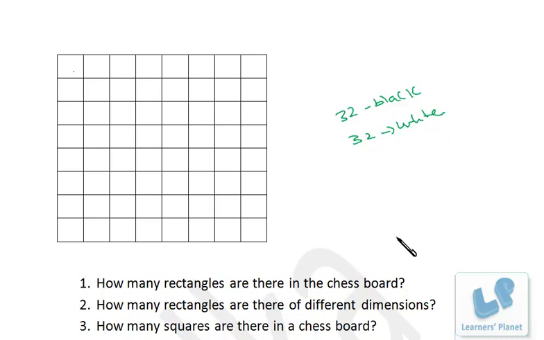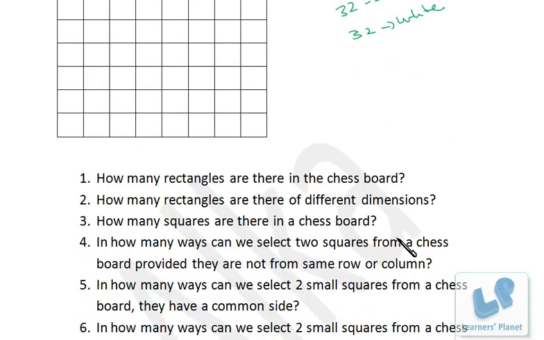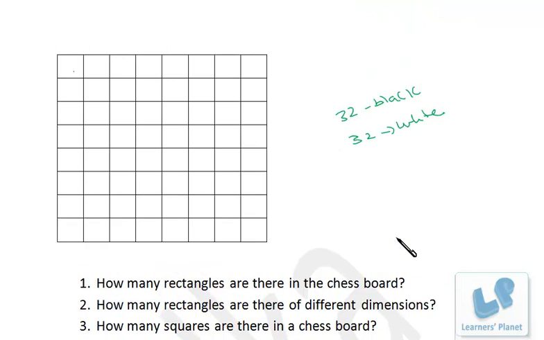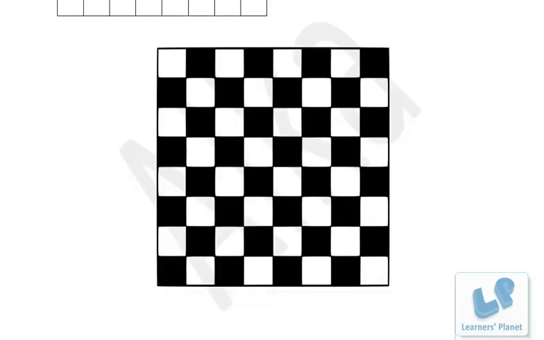Now I have a list of the questions which are generally framed on a chessboard. So let's discuss these basic questions that you can see over here. 32 white squares, 32 black squares, right? Alternate white black white black white black. In a single row or column, there are 4 black and 4 white squares. Okay.